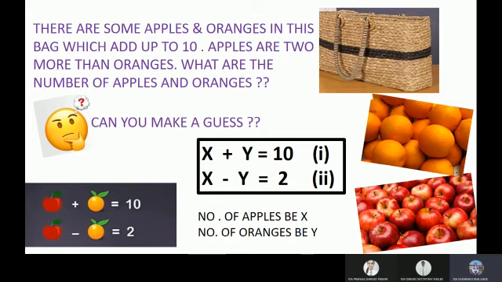So let us consider that the number of apples in the bag is x and the number of oranges in the bag is y. According to the first condition, number of apples plus number of oranges is 10. So our first equation is x plus y equals 10. The second hint given in the question is that apples are two more than oranges. So from this second condition, we get our second equation as x minus y equals 2. So let's see how we'll find the number of apples and oranges mathematically.